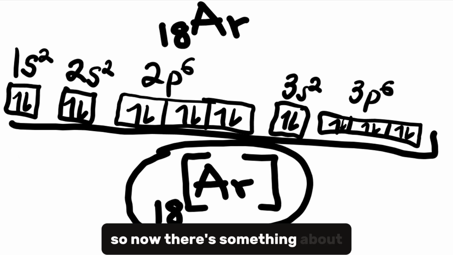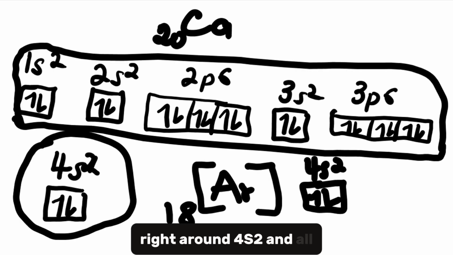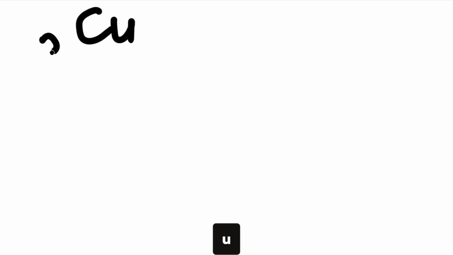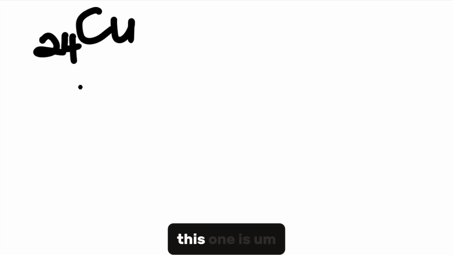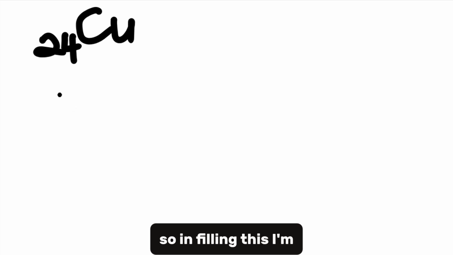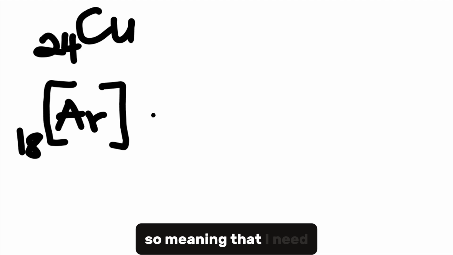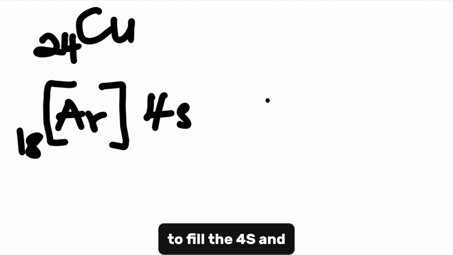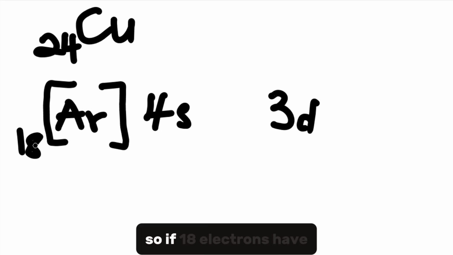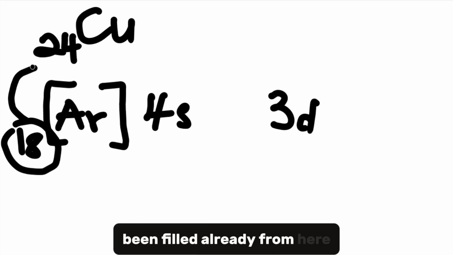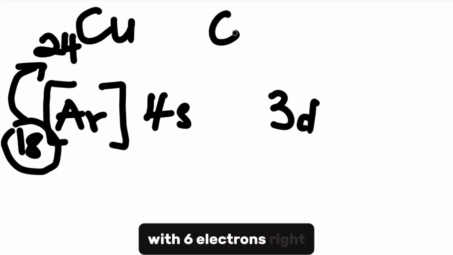Okay, so now there's something about the stability rule around 4s2 and all that. There are some elements that don't actually follow Aufbau's rule when it comes to stability. They include copper. So copper, Cu 29, right? In filling this, I'm going to assume again that argon is 18. So I need to fill the 4s and then the 3d. If 18 electrons have been filled already from here, then it will be left with 11 electrons.